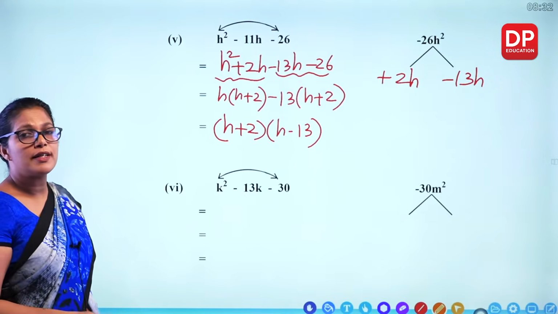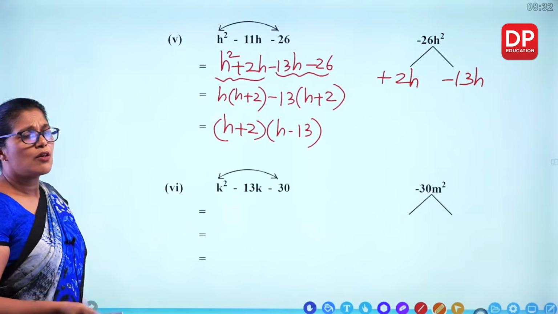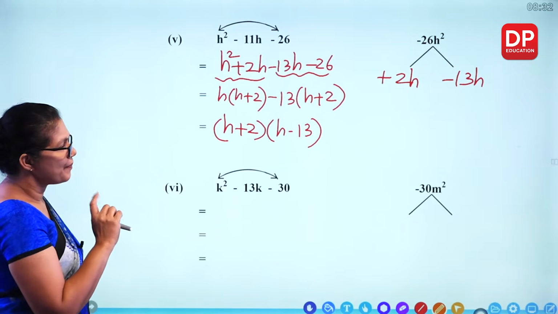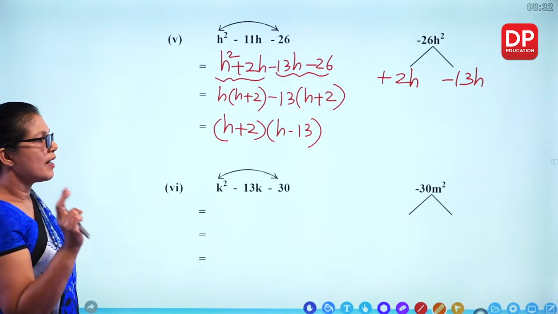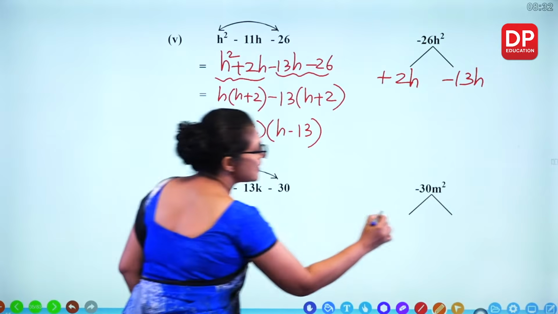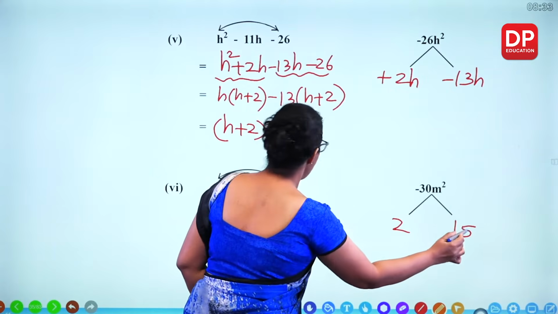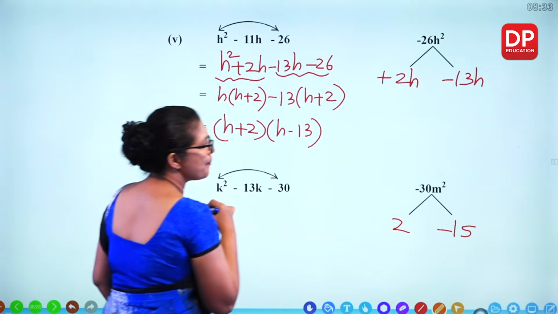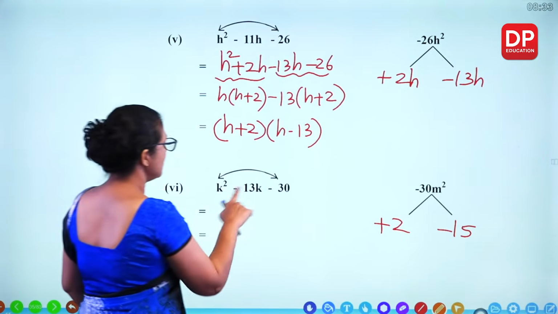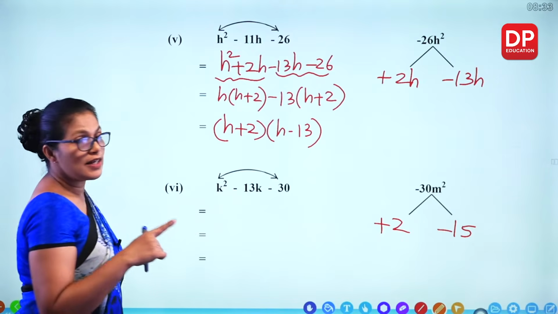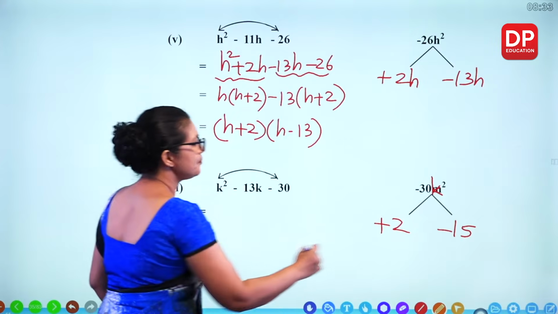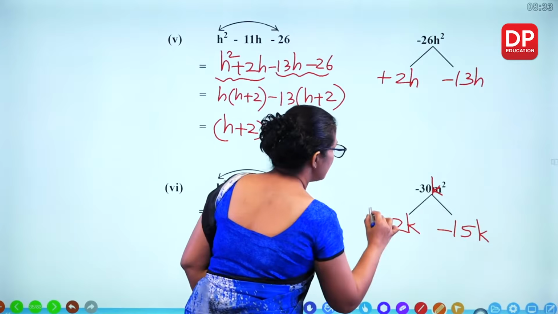This one again quadratic. All these are trinomial quadratic expressions. 3 terms and the square term is there. Minus 30m squared. 1 and 30. 2 with 15. You need minus 13. So 2 with 15. The middle term is negative, so the bigger number, larger number negative, and this one is positive. Here, k squared into 30, not m squared. So this should be k squared. So k is there.